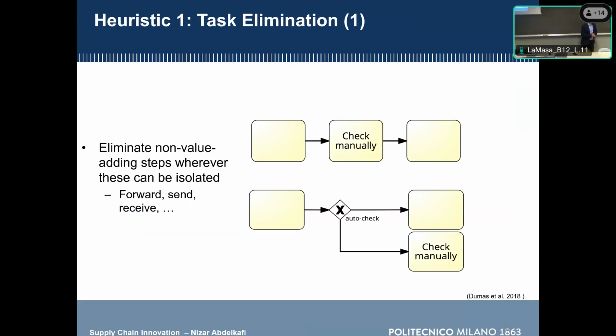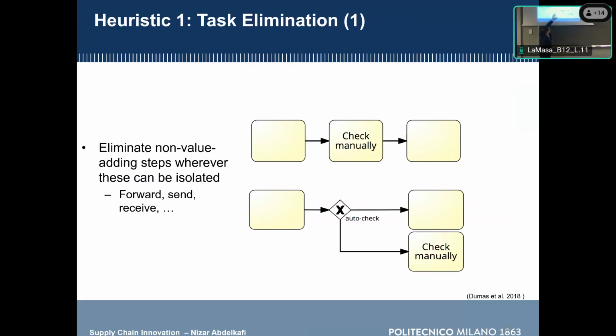Okay, heuristic one is simple. Yeah, think of eliminating some tasks. Yeah, ask whether the task is necessary or not. So eliminate non-value adding steps wherever these can be isolated. Look here. So yeah, like forward, send, receive. We know that they are handovers. These handovers, they are not value adding. We should eliminate them. So in the first process, we have check manually as a necessary step inside the process. Whenever we do something, then we have a certain check, and then we continue with that.